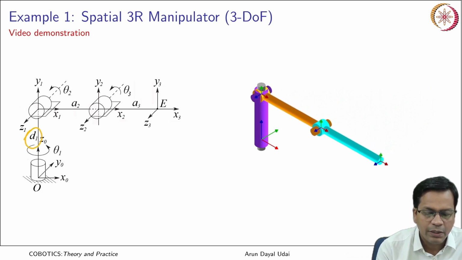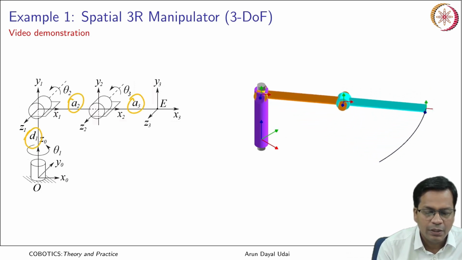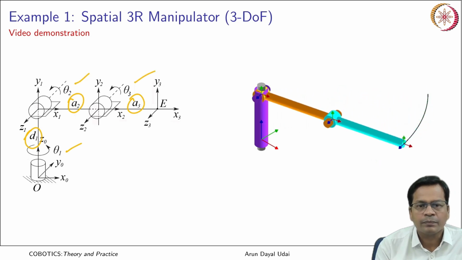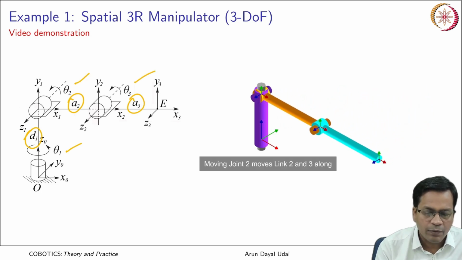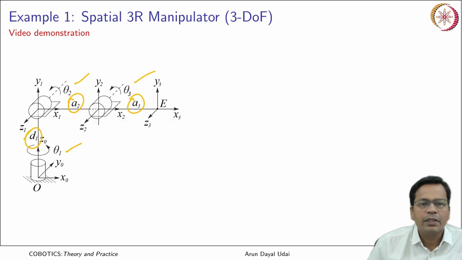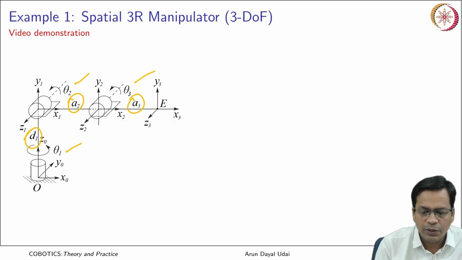D1 is placed here, A2 and A3 are here, joint angles are theta 1, theta 2 and theta 3, okay, and finally all the frames are put right here, okay. So I will switch off the video here.